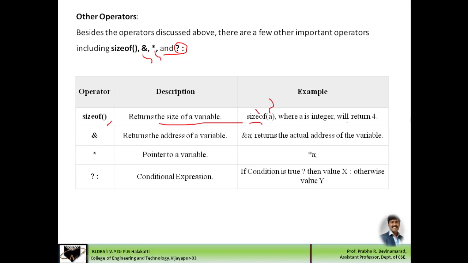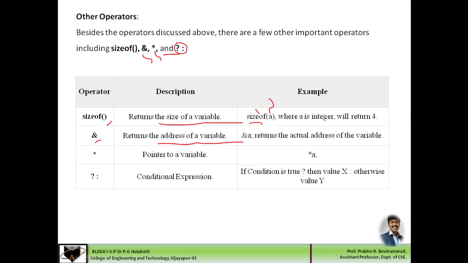So if you wanted to know how much memory is allocated for these particular data types, we will use the sizeof operator. And we have the ampersand operator. This will return the address of the variable.